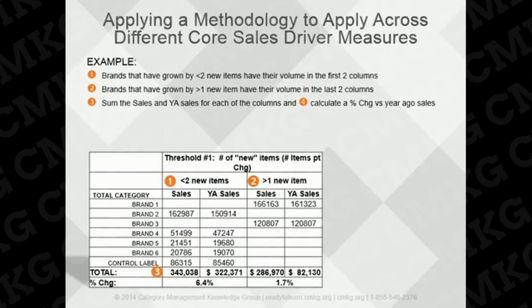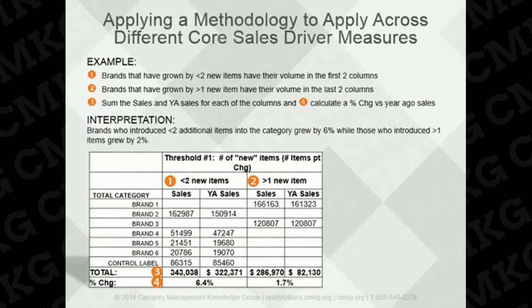Next, I sum the brand volume for each of the different thresholds and compare their growth. So in this example, brands who brought in less than 2 additional items into the category grew by 6%, and those who brought in 2 or more items grew by 2%.